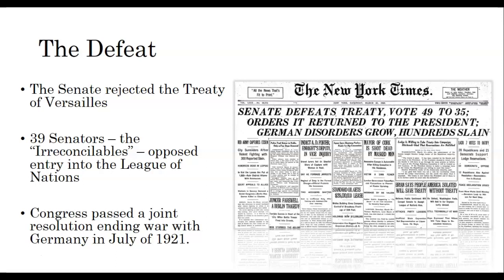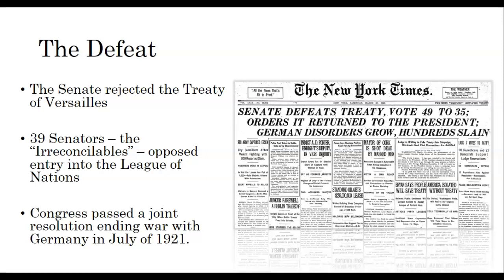Woodrow Wilson refused to revise the treaty and vote on other parts of it separately, and then the League of Nations on its own. And so, because of that, Wilson said we're either going to take all the treaty or none of the treaty. And then because of that, these 39 senators held strong and convinced 10 others to vote with them against signing the Treaty of Versailles.